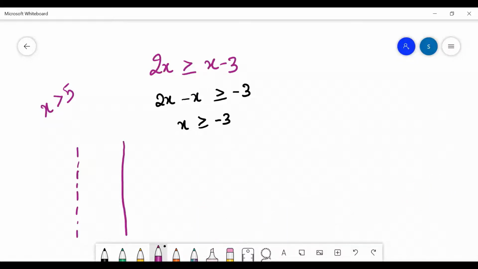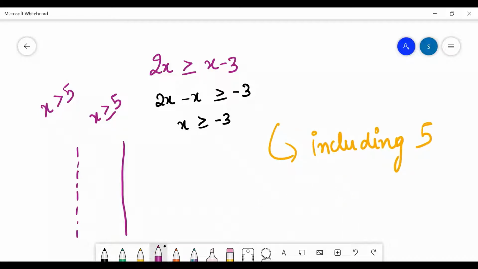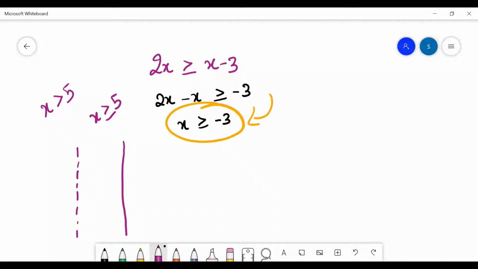And for the solid line, we can take x greater than or equal to 5. So in this case, we're taking x as 5 as well as the values above 5. So we are including 5. So that's why we're going to draw a solid line in the graph of this inequality. So yeah, let's get back to x greater than minus 3.